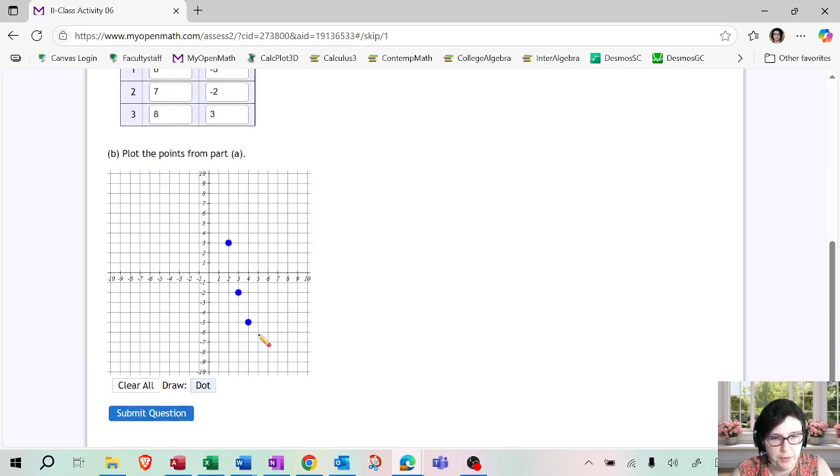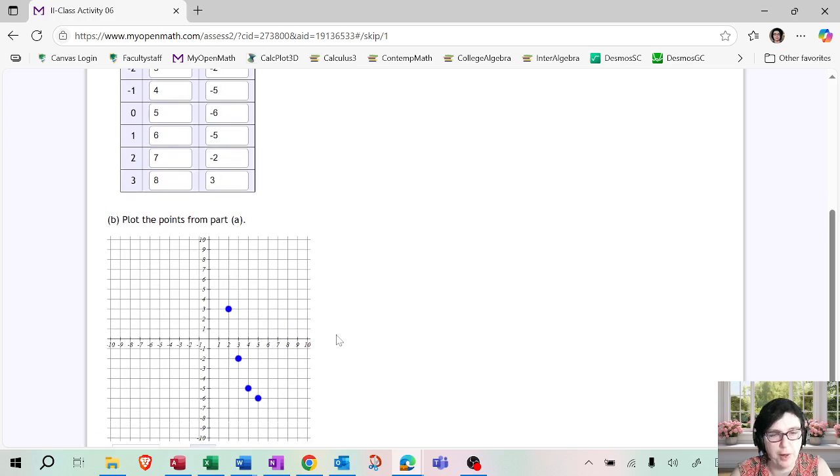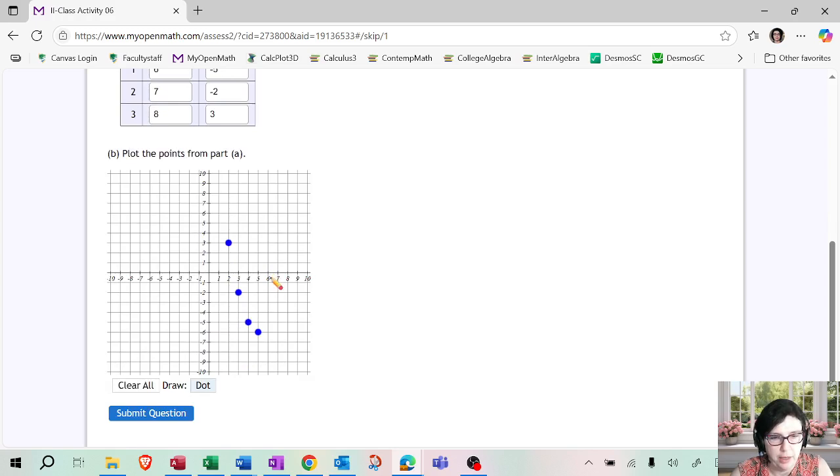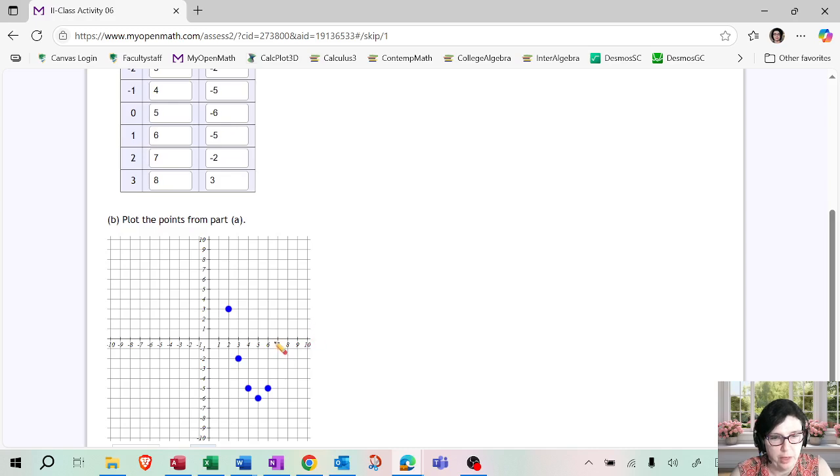And 5, -6. So you have already seen what is happening here, right? There is going to be some part of a parabola. And then 6, -5 back over here. And then 7, -2. And then 8, 3.